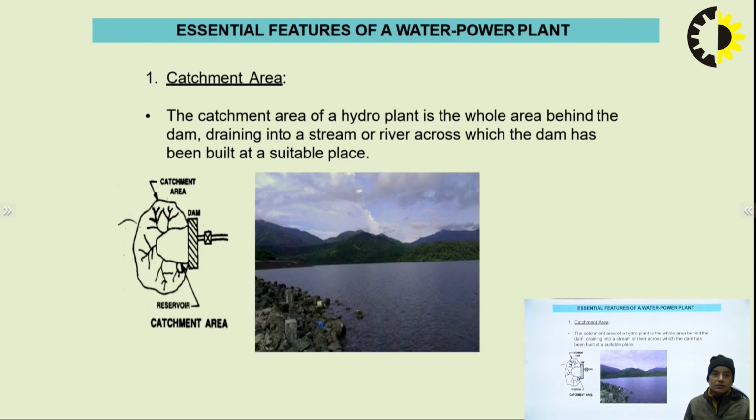So the essential features of the hydropower plant: the catchment area of a hydropower plant is the whole area behind the dam, and it drains the stream or a river across which the dam has been built at a suitable place. Okay.